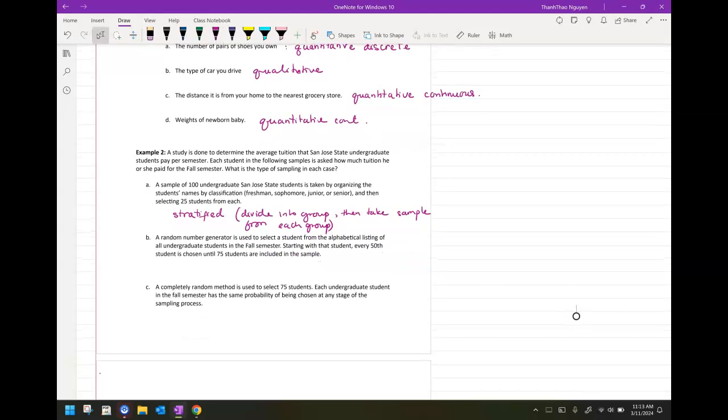Next one, a random number generator is used to select a student from the alphabetical listing of all undergraduate students in the fall semester. Start with that student, then every 50th student is chosen until 75 students are included in the sample size. So right here you have a system. You first list students in alphabetical listing, and you start with that student, right? And then every 50th student is chosen until you get to the number of students that you needed. So right here we have a system. So it's called a systematic sample.